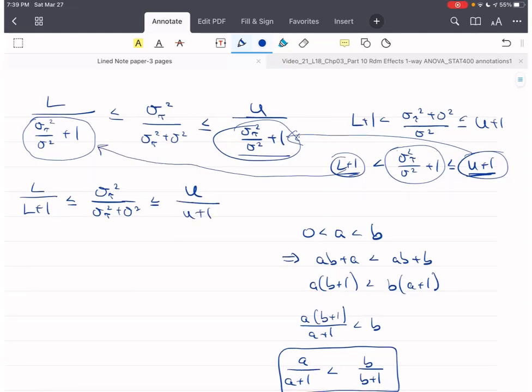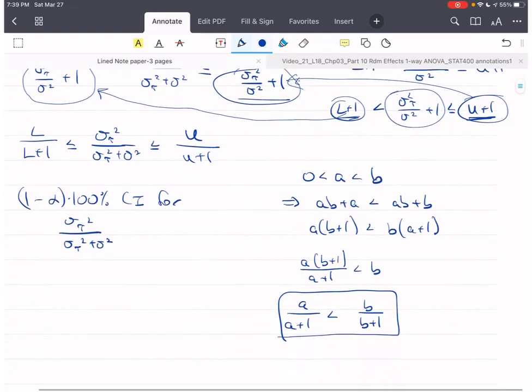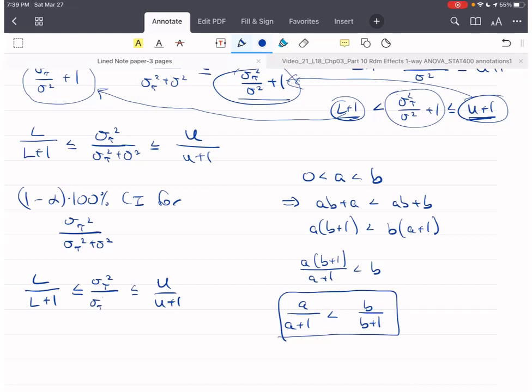So my 1 minus alpha times 100% CI for sigma tau squared over sigma tau squared plus sigma squared, the intraclass correlation coefficient, is L over L plus 1 to U over U plus 1 around sigma tau squared over sigma tau squared plus sigma squared. Okay? So that is our confidence interval.